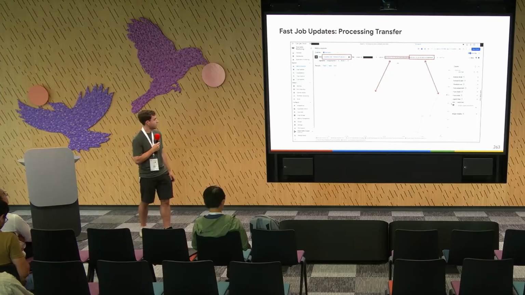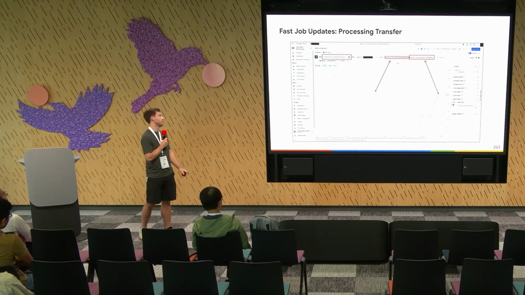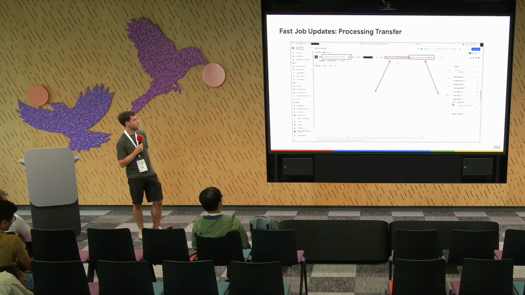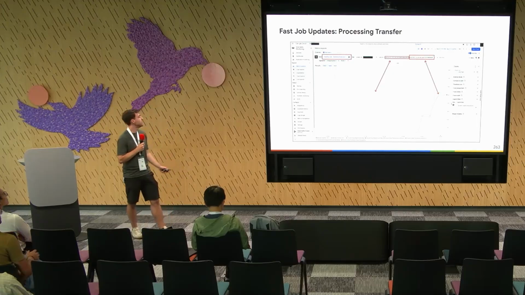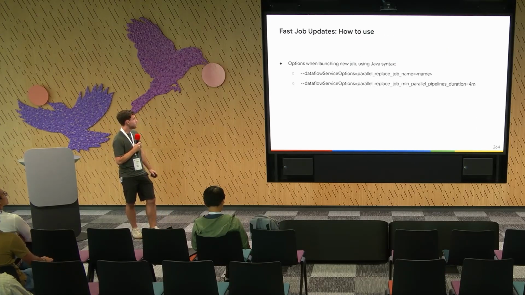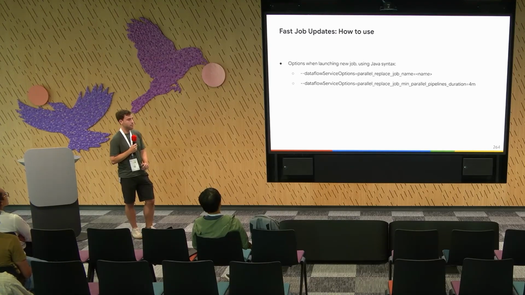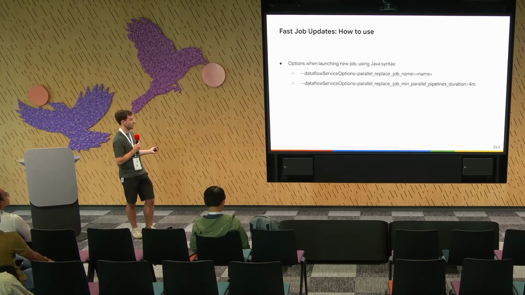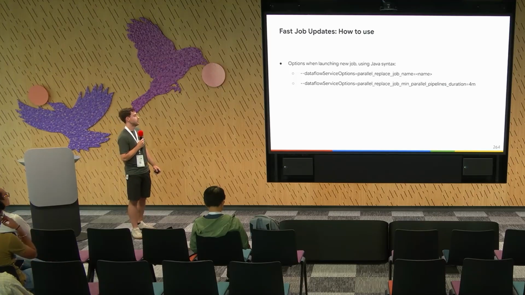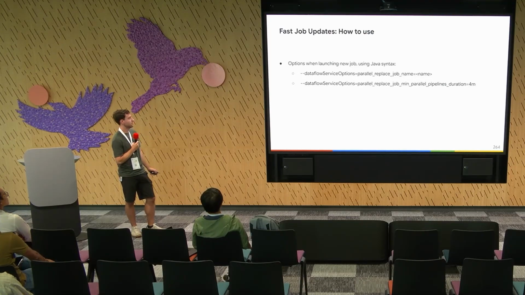Here's just another visualization of both jobs overlapping in the processing while the one job is draining, and just showing the two different job IDs. And how you would use this, you can specify the job you're replacing and then specify how long you want them to run in parallel. And yeah, this is coming soon, but not quite ready.